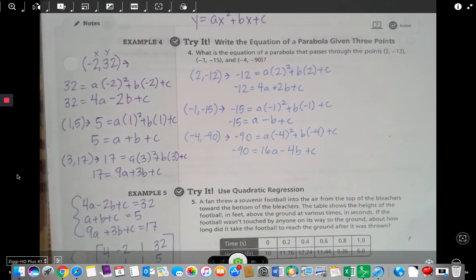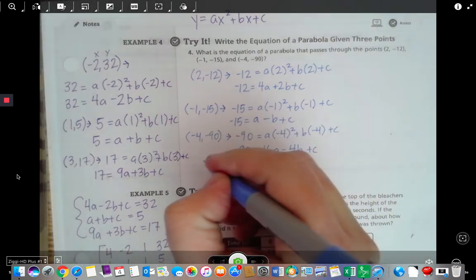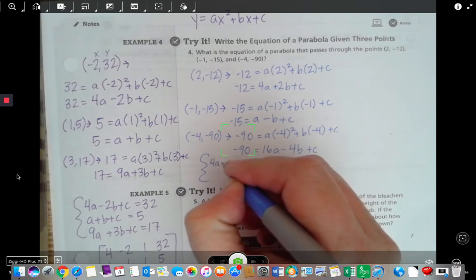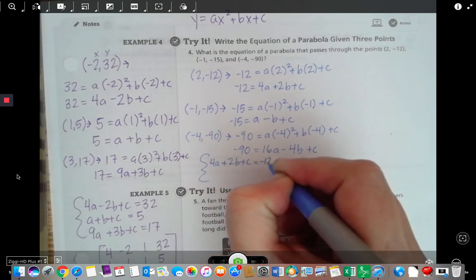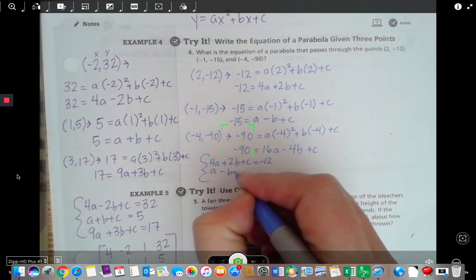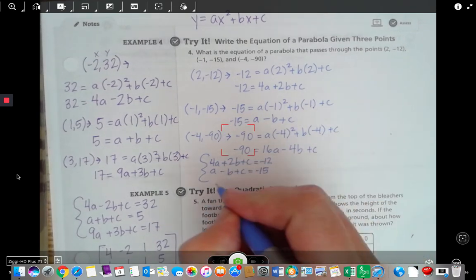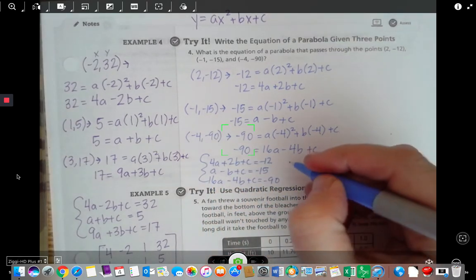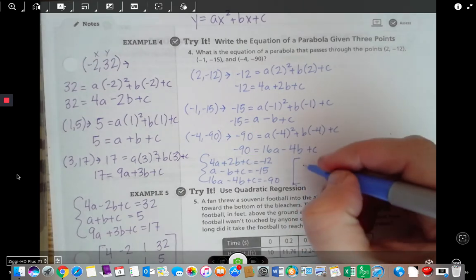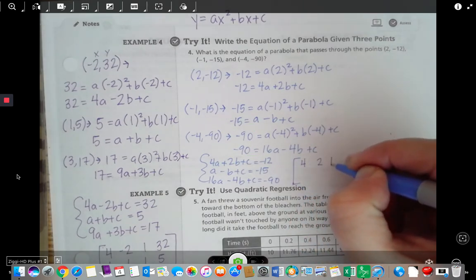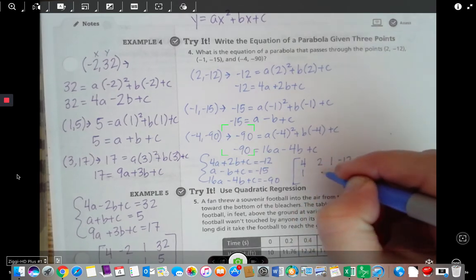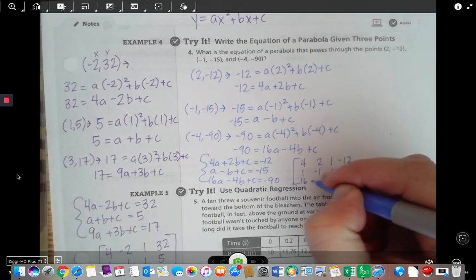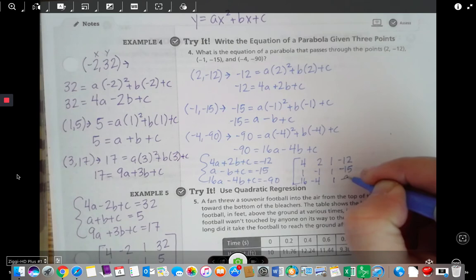Now we've got our three equations, don't we? So we can write our system. My first equation is 4a plus 2b plus c is equal to negative 12. A minus b plus c is equal to negative 15. And 16a minus 4b plus c is equal to negative 90. If you write it as a matrix, that would be 4, 2, 1, negative 12, 1, negative 1, 1, negative 15, 16, negative 4, 1, and negative 90.